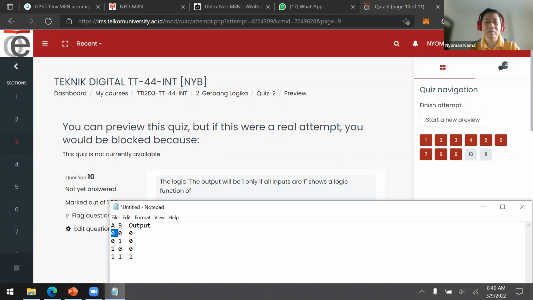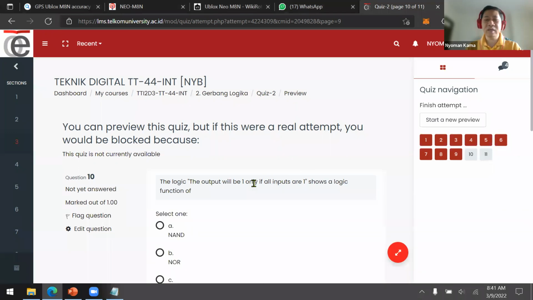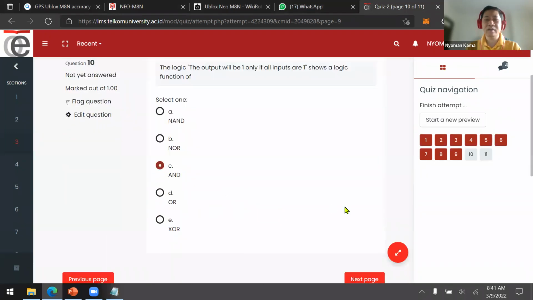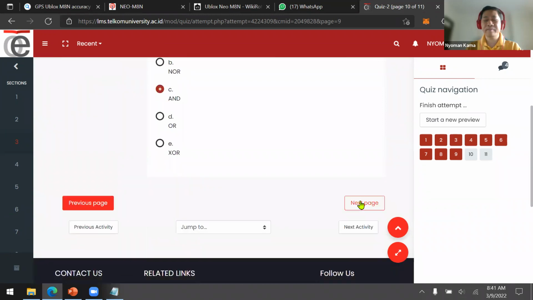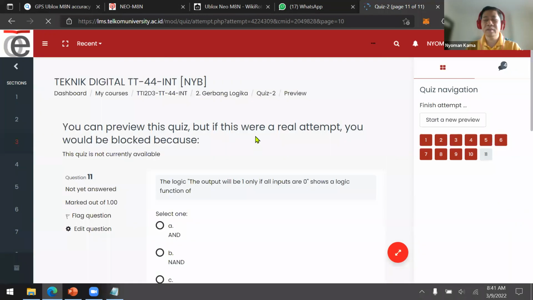0 times 0 is 0. 0 times 1 is 0. 1 times 0 is 0. And only 1 times 1 is 1. So it's like a multiplication. So because this is a multiplication, the logic function is an AND gate.